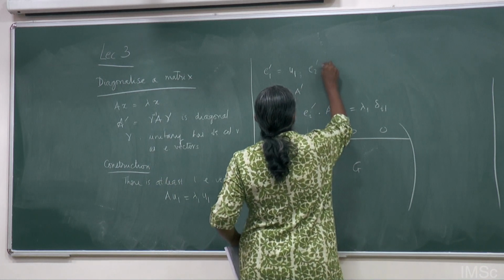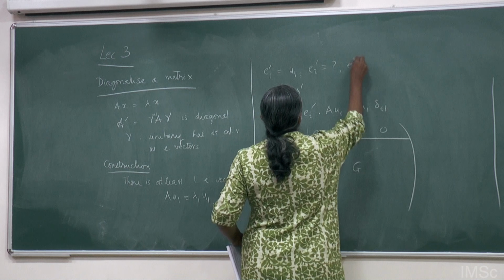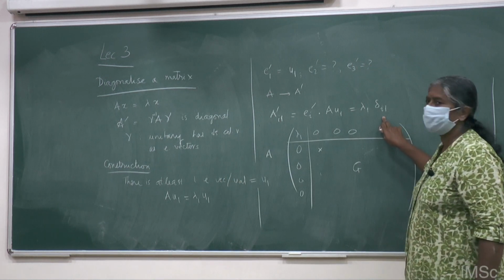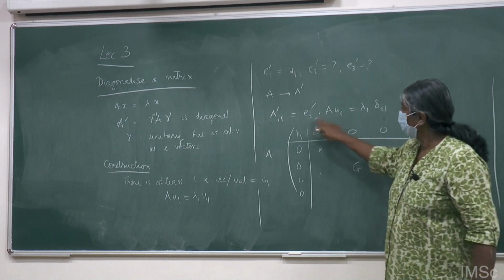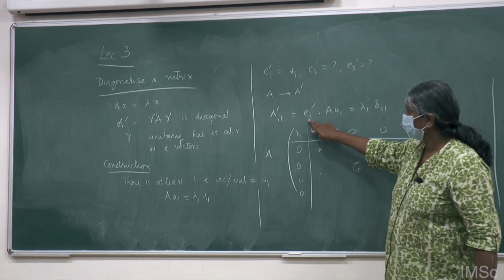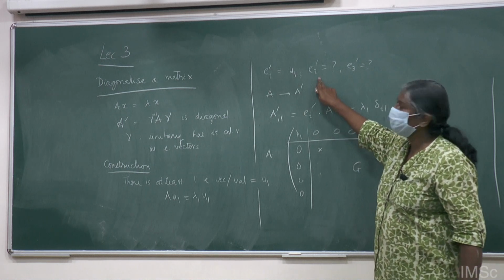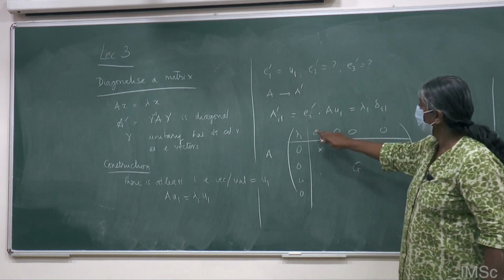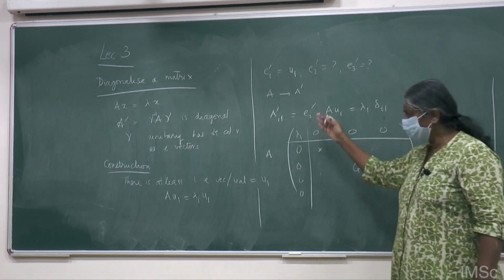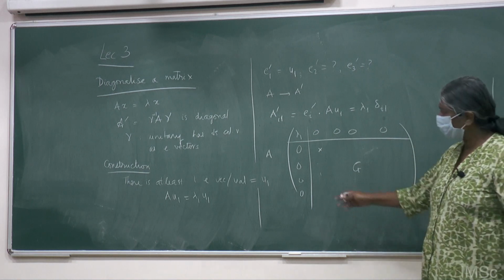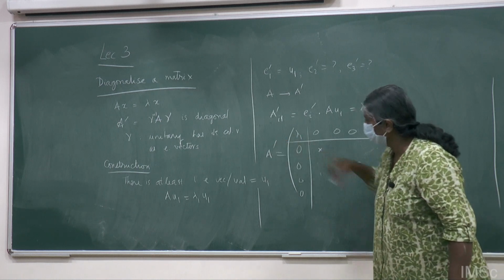I don't know what is E2 prime. I don't know what is E3 prime, etc. But I know that it has to satisfy this, because this is an orthonormal set. I've taken E1 prime to be U1. So E1 into E2 prime should be 0, E1 into E3 prime should be 0. That's why I get the whole row. And by symmetry, you can do this whole column also will be 0. This is A prime. Sorry, A prime is equal to, yeah.